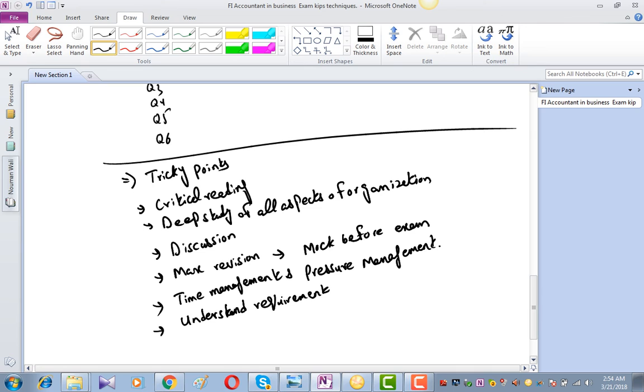So these were the critical aspects of F1 study and exam. You should keep in your mind all these aspects. I'm sure it will increase your chances to pass the F1 exam. And in the last, do your hard work, and do your hard work with intelligence. Just hard work will not let you pass the ACCA exam.